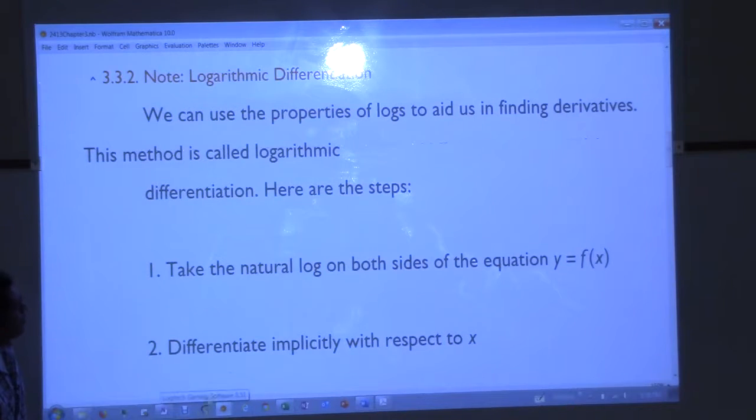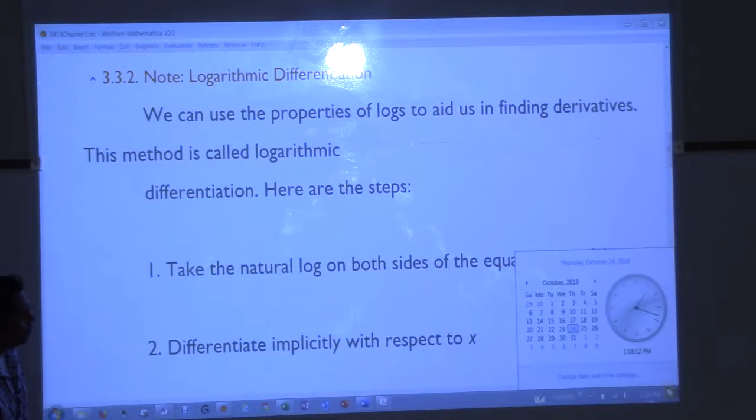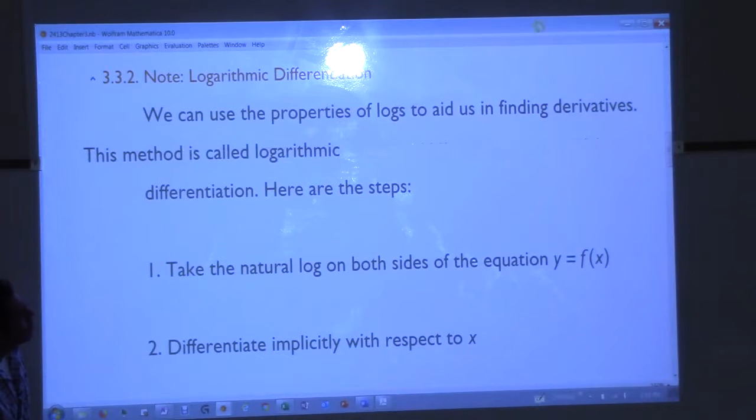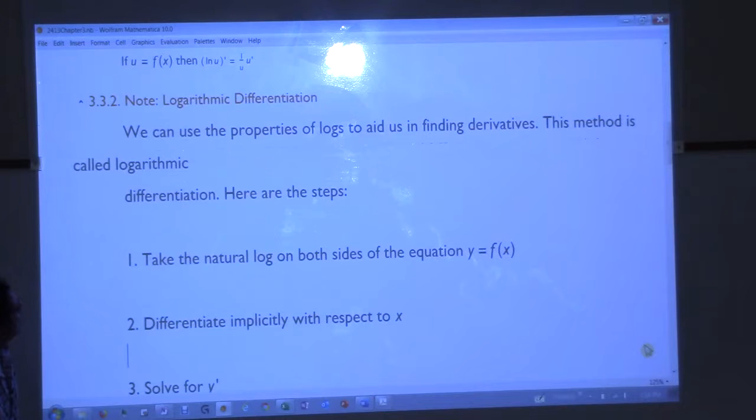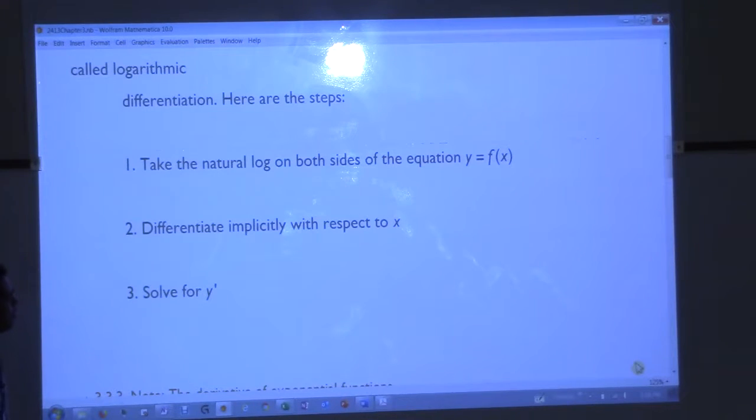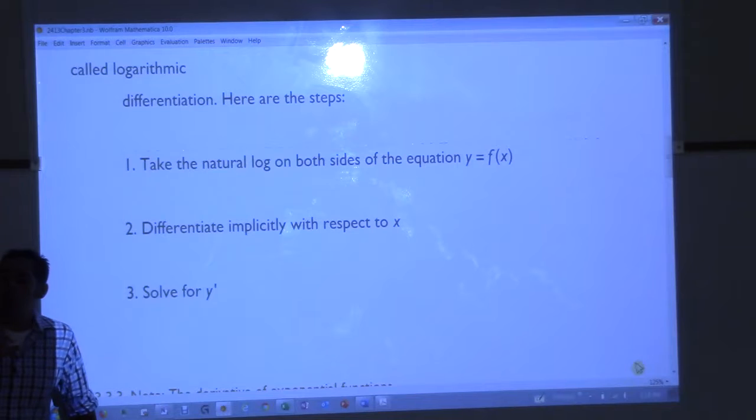So we now introduce this thing called logarithmic differentiation. All right, so we can use the properties of logs to aid us in finding derivatives. This method is called logarithmic differentiation. Here are the steps. All right, so for us, the trouble is going to be when do we use this?